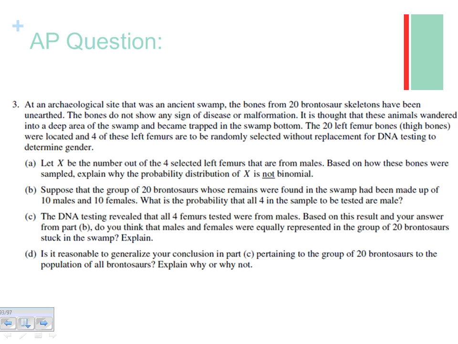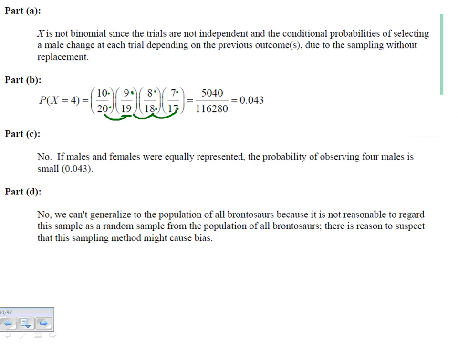All right, C, the DNA testing revealed that all 4 femurs tested were from males. Based on this result and your answer from part B, do you think that males and females were equally represented in the group of 20 brontosaurs stuck in the swamp? Explain. All right, so here all males were, gosh, that was pretty low, 0.043. So females and males were not equally represented. The probability of observing 4 males, that's pretty small. So if they were equally represented, you'd see a bigger probability.